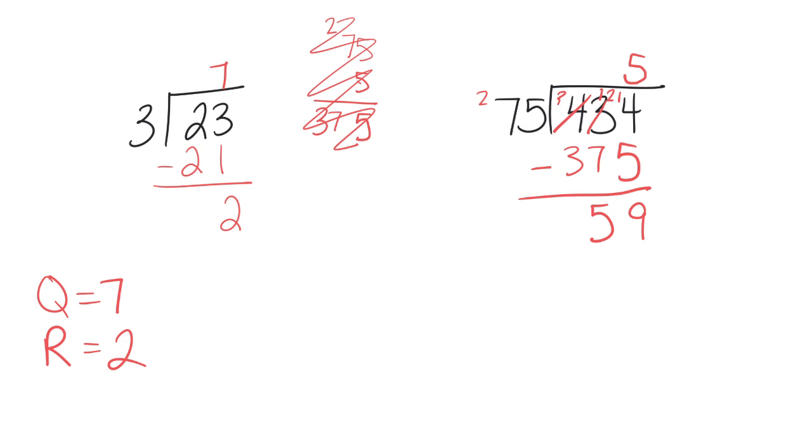Okay, so I don't have another value to bring down. So what I'm looking at right here is my remainder. So the quotient is the 5. The quotient is always what you have up top. And the remainder is what's left when you don't have any more numbers to pull down.